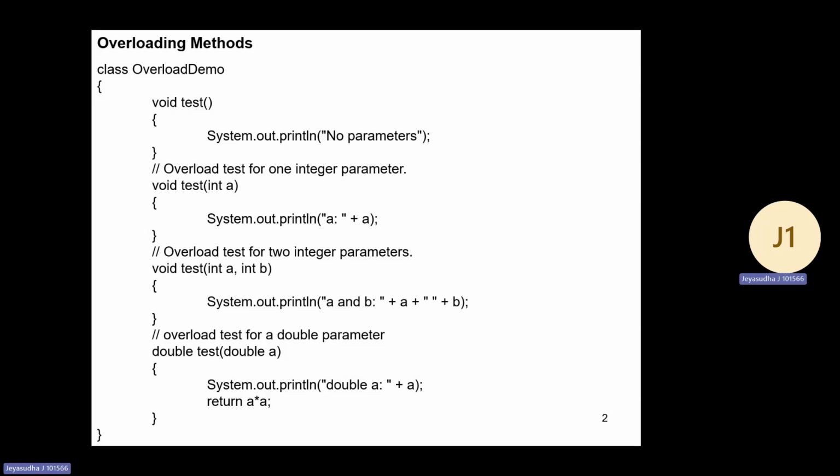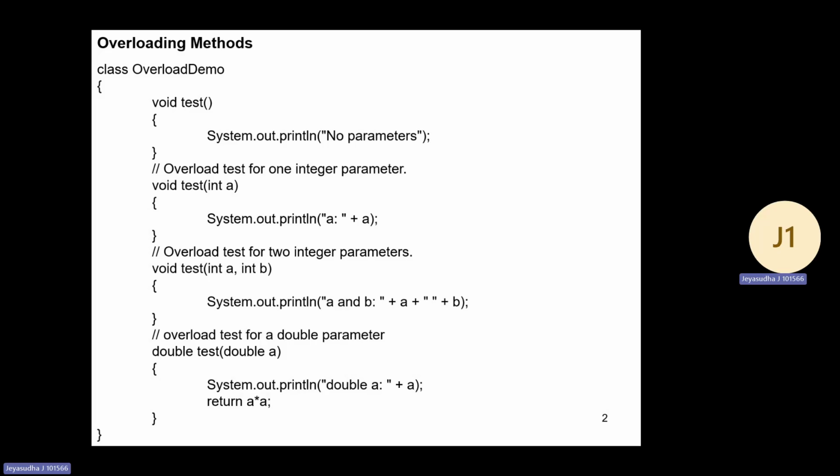The first method has no parameters and does not return anything. The second method test has one parameter, but it also does not have a return type. The third method is also named test, but it has two parameters of the same data type, integer, and it also has no return type. The fourth method has the same name test, with one parameter of data type double, and the return type is also double.